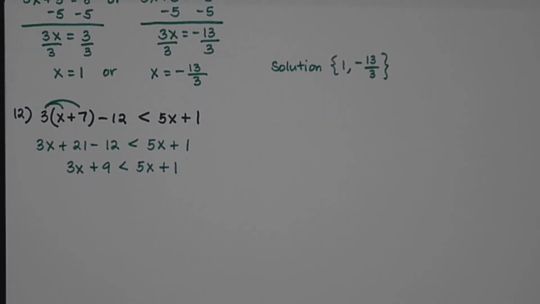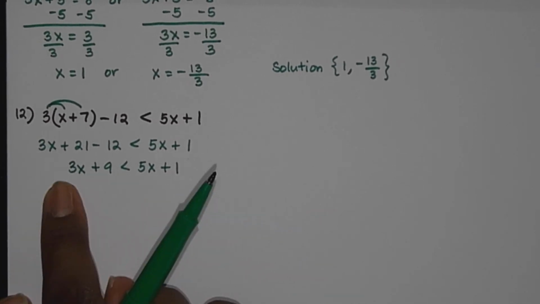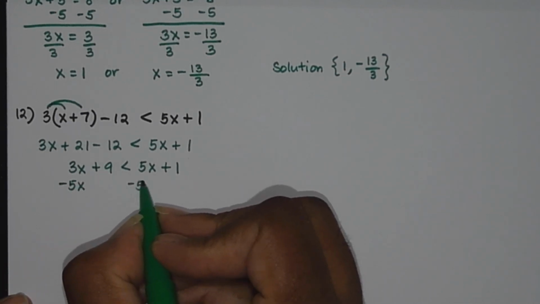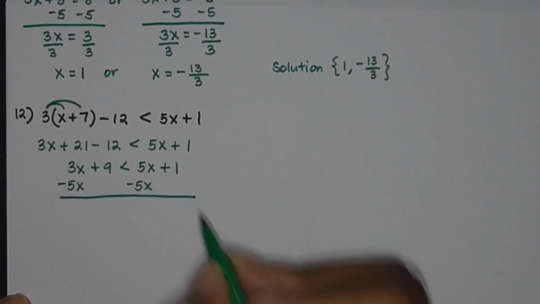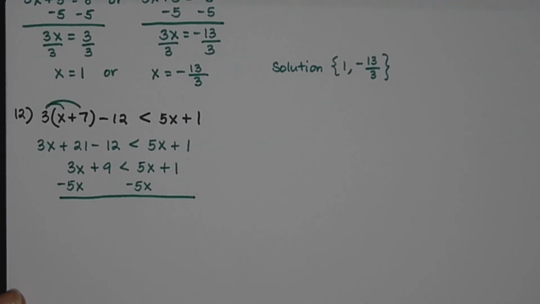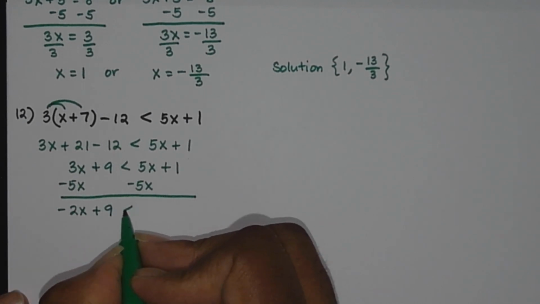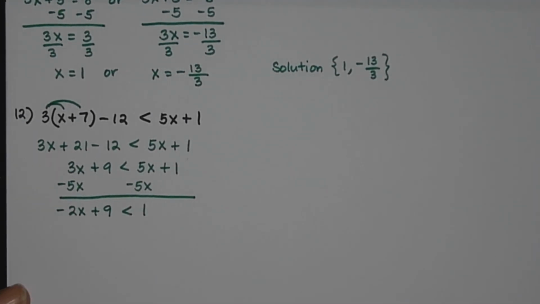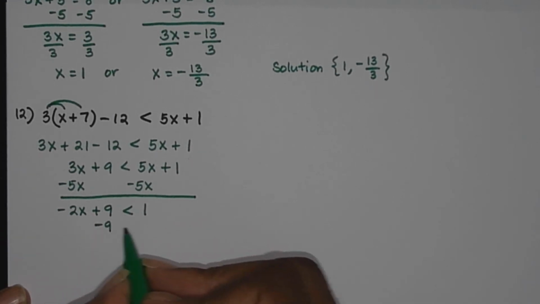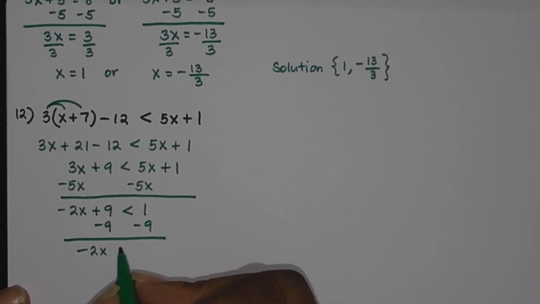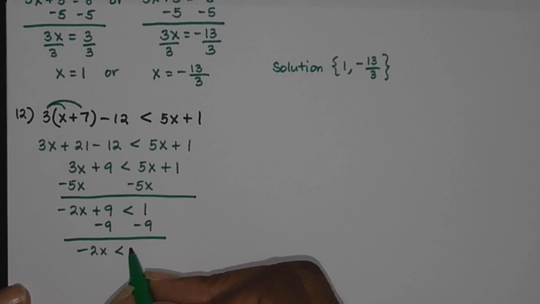Now, preferably, I would like to move the variable to the left-hand side of this inequality. So I'm going to move the 5x over to where the 3x is by subtracting 5x. And now 3x minus 5x will be negative 2x plus 9 is less than 1. And then get negative 2x by itself by subtracting 9. That would mean negative 2x is less than negative 8.